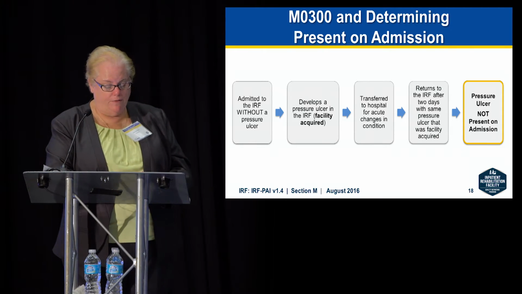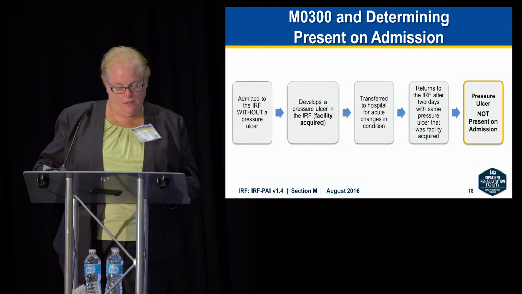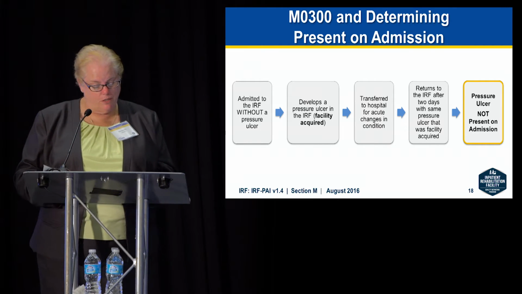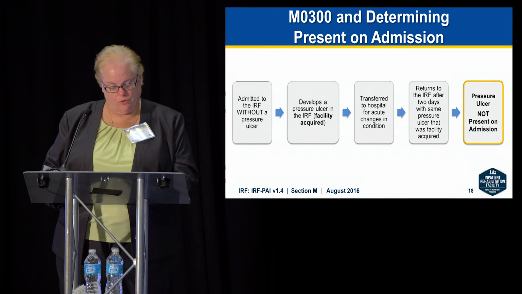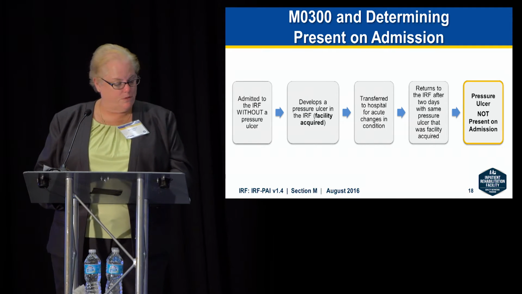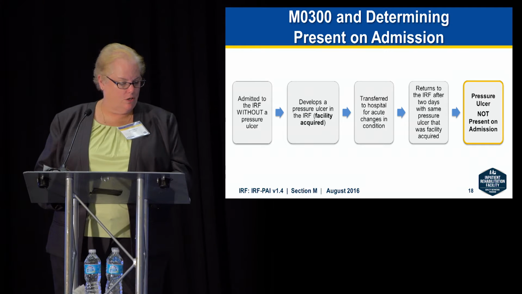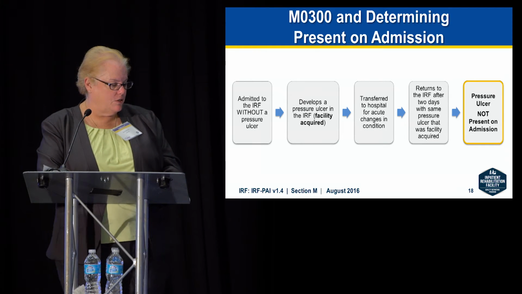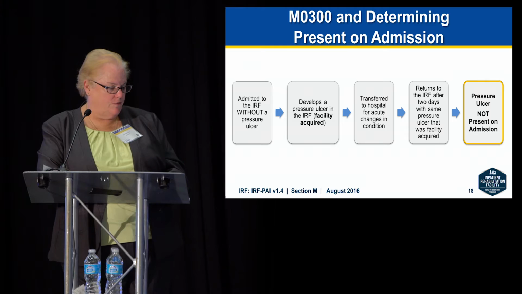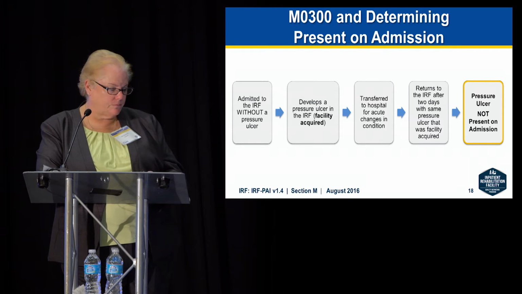So here we have a patient admitted to the facility without a pressure ulcer. During the stay, she developed a stage 2 pressure ulcer, and this is a facility-acquired pressure ulcer and was not present upon admission. Okay, so here we have admitted to the IRF without a pressure ulcer, develops a pressure ulcer in the IRF facility, transferred to the hospital for an acute change in condition, returns to the IRF after 2 days with the same pressure ulcer that was facility acquired.